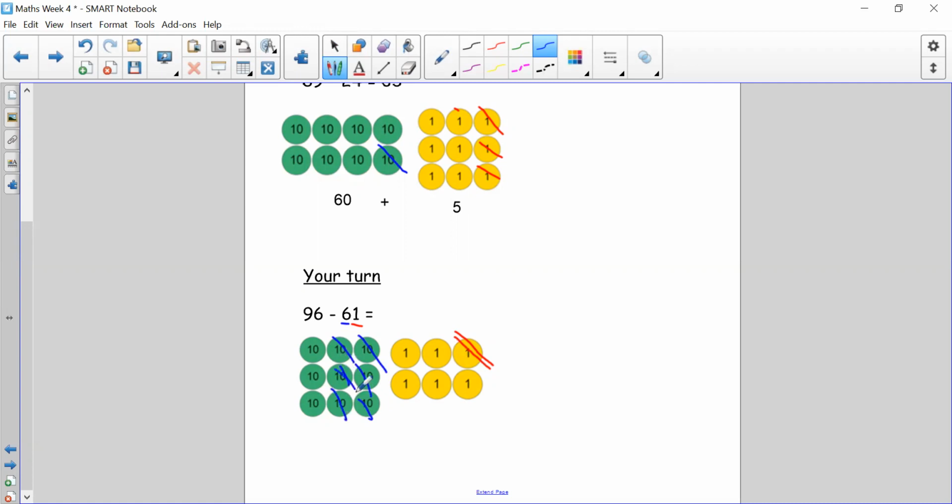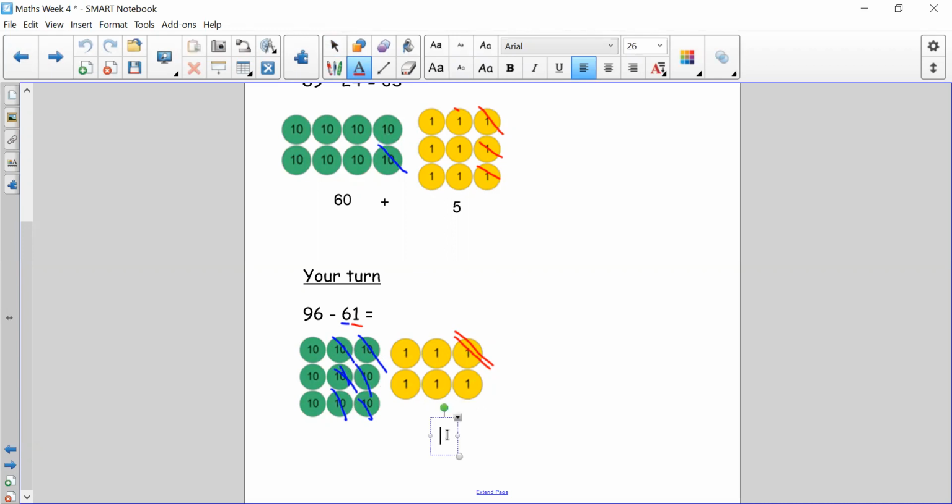We need to take off 60. 10, 20, 30, 40, 50, 60. Now we need to total them up and see how many we have all together. Let's start in our ones. We have 1, 2, 3, 4, 5. We still only have 5 ones. Let's have a look at our tens. 10, 20, 30. We have 30 because we have 3 tens in our tens column.